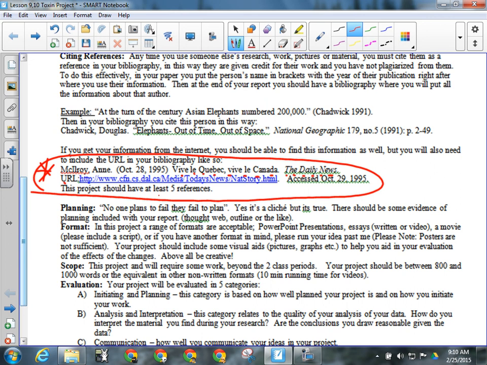You need to have at least 5 references. I know sometimes you get a site and it just seems like it's got everything you want, but you should always have other sites to verify, just in case you found the rant site and didn't realize it.